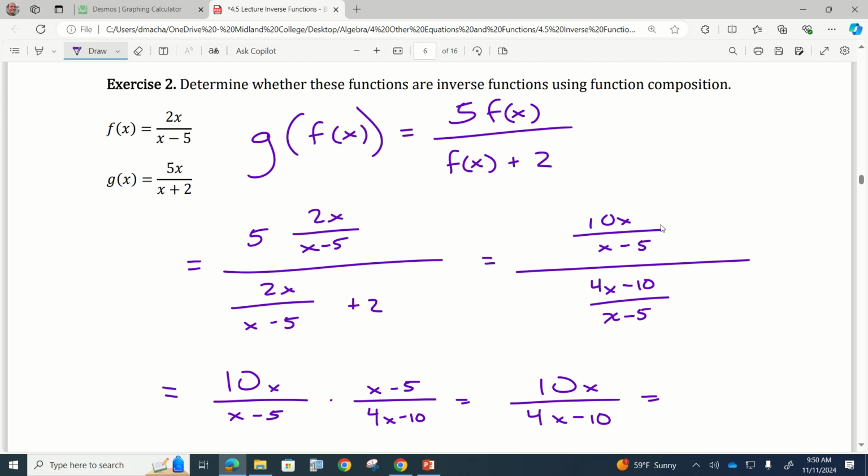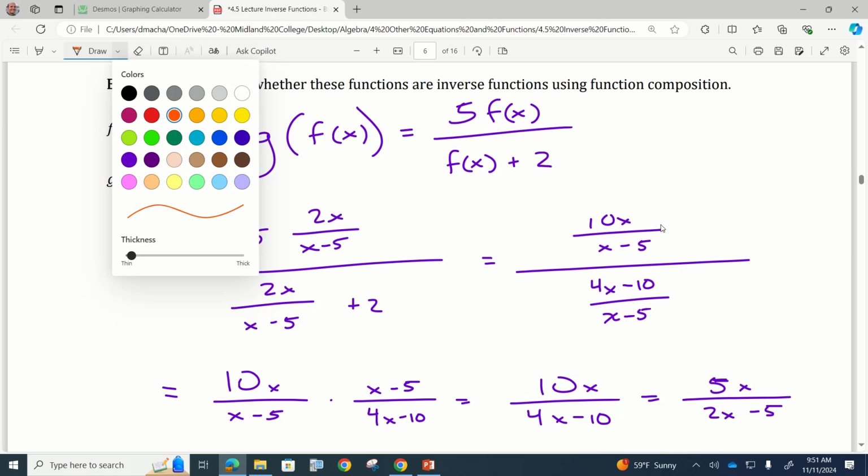If I wanted to take out a 2, I could get 5x over 2x minus 5. But what I ended up with here, after I simplified as much as I could, is just the expanded form of a rational function. So it's fully simplified. There's nothing more you can do to simplify it. And it's still not x. So that means these functions are not inverse functions. Okay, we checked it, we composed them, we simplified, and it was not x, and so these are not inverse.